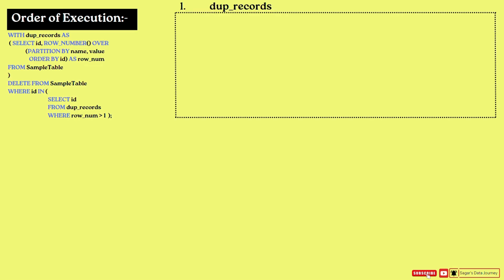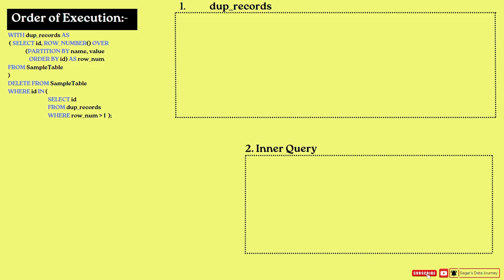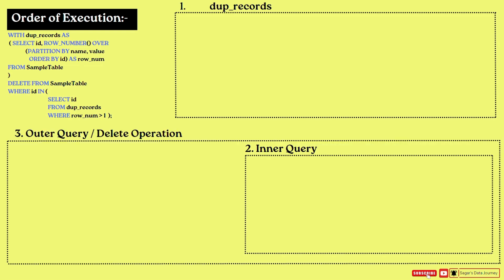When we execute this query, first of all, the CTE will get executed. Then the result of the CTE will be fed as an input to the inner subquery of the delete operation. Then the result generated from the inner subquery will be fed as an input to the outer subquery. Let's try to understand each step one by one.